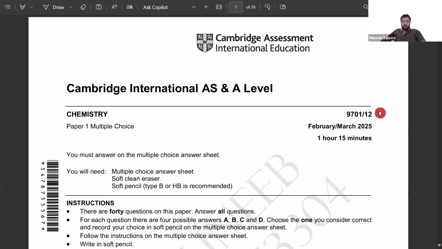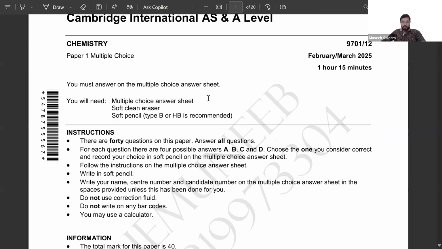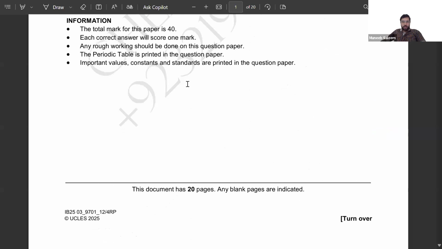Today we shall start with the 2025 Feb March paper of paper 1-2. So without wasting any time, we shall start with the paper solution.